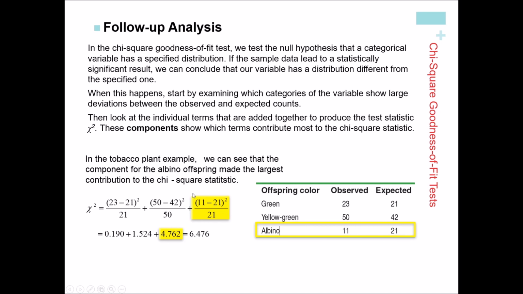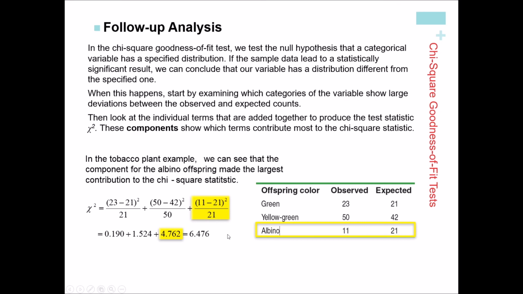The albinos. The albino observed count is way under the expected count. It's 10 under. So when we do 11 minus 21, that's negative 10. We square that, that's 100. Divided by 21 is almost 5. So that's actually driving most of the chi-square statistic here. This 4.7 is the majority of this 6.4.